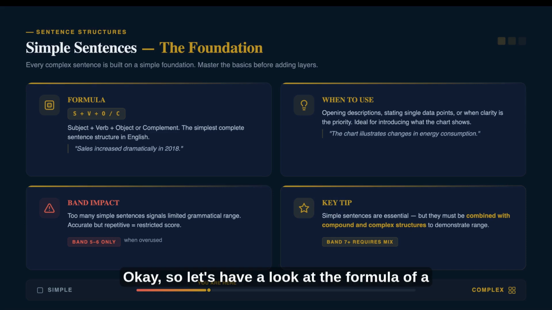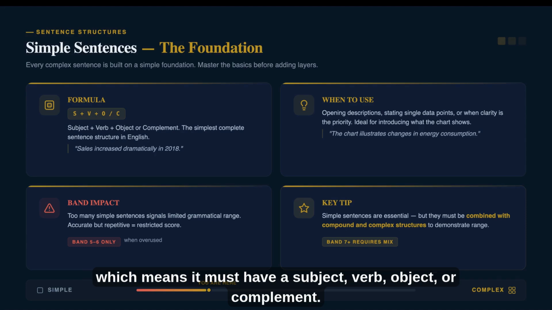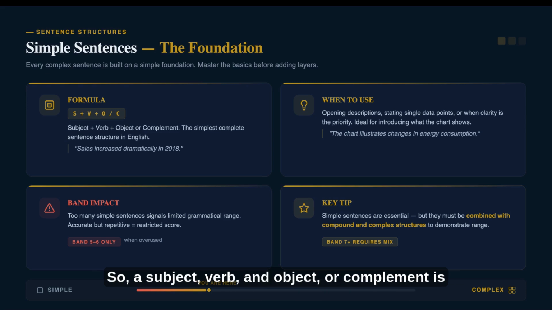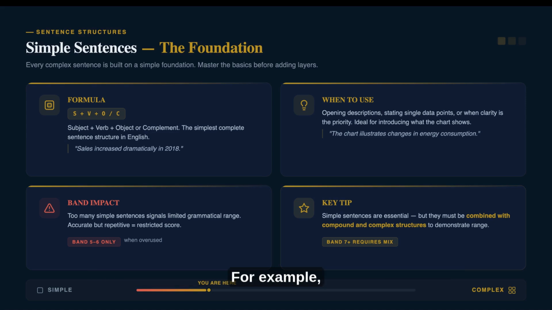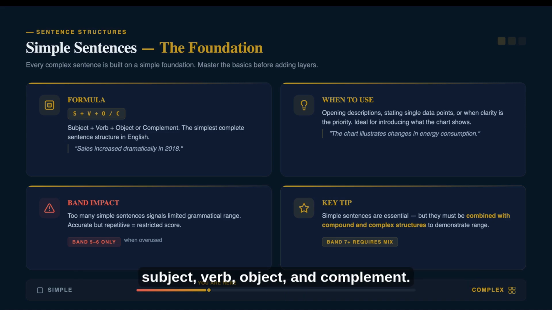Okay, so let's have a look at the formula of a simple sentence. Again, as I stated earlier, simple sentence is one independent clause, which means it must have a subject, verb, object, or complement. So a subject, verb, and object or complement is the simplest complete sentence structure in English. For example, sales increased dramatically in 2018. So in this example, it perfectly aligned with our independent clause, subject, verb, object, and complement.